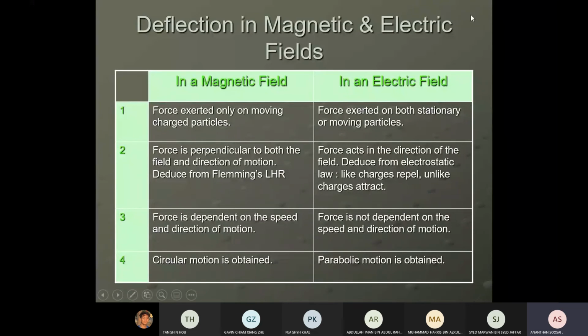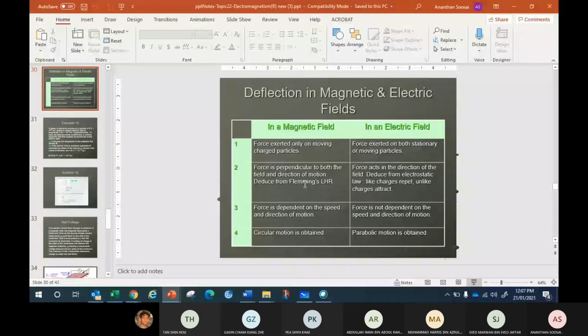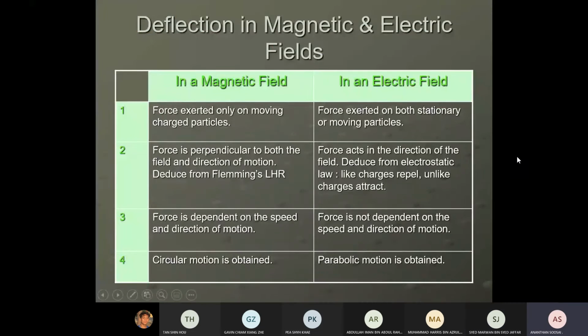So before we go to the Hall probe, let's see the differences first. Can you see the slide? Everyone, can you see the slide? Yes. Can you hear me? Okay, good.